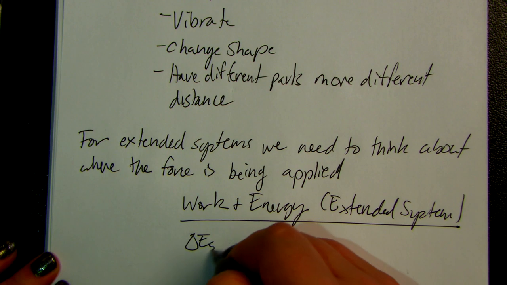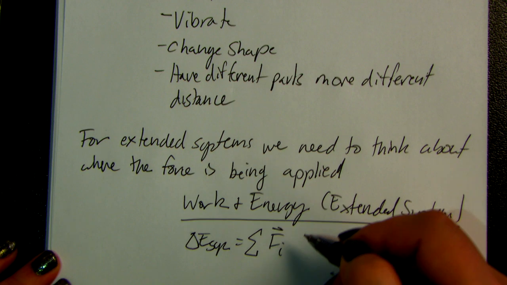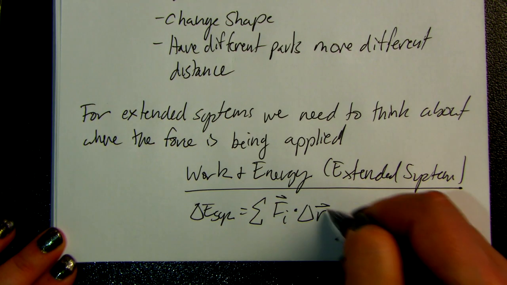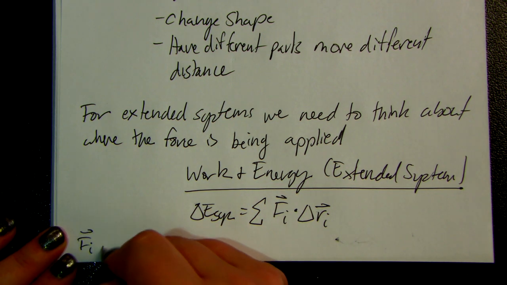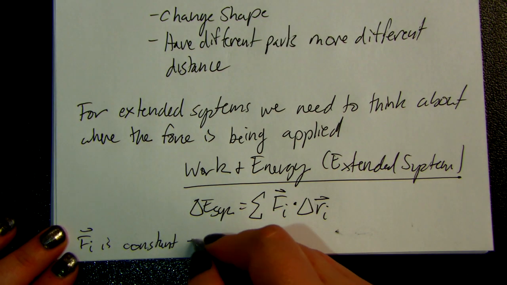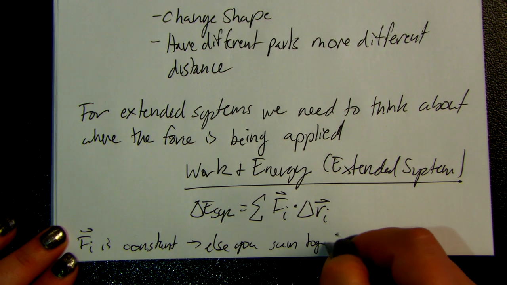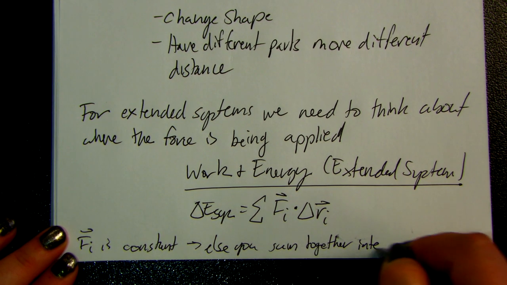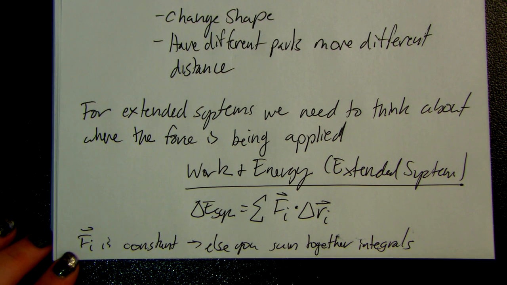So the change in energy of a system is equal to the sum of all of the forces acting on the different parts over the displacement of where they're acting. And again, this assumes Fi is constant over the interaction, else you do integrals. And if you do take a classical mechanics class, you will do that a lot. But by that time, you're so practiced at it that it becomes second nature.